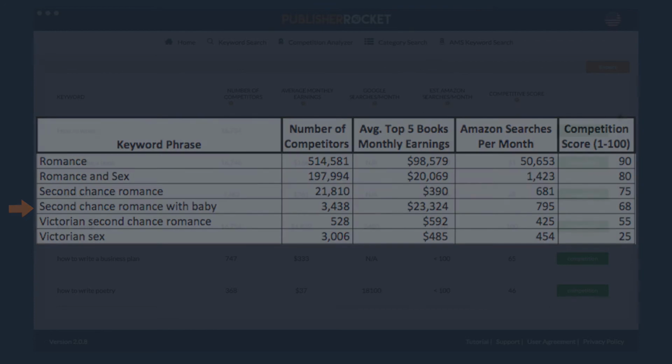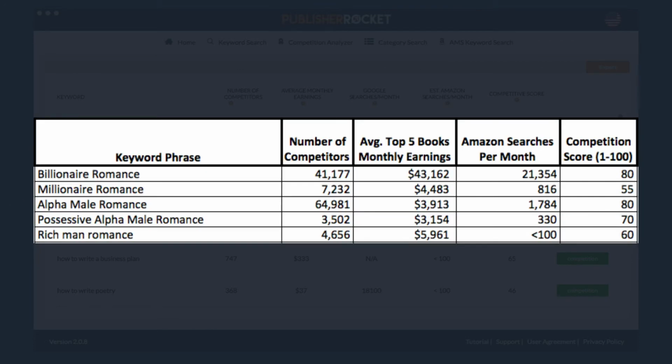Let's look at another example. In this case, just looking at the differences in types of romances, we see that many of these terms are very competitive. However, I want to specifically look at rich man romance. If you were just to look at the monthly earnings and number of competitors like other book software shows you as key indicators for success, you'd be led to believe that this is an incredible keyword. However, thanks to Amazon searches per month, we know this isn't a good keyword at all.